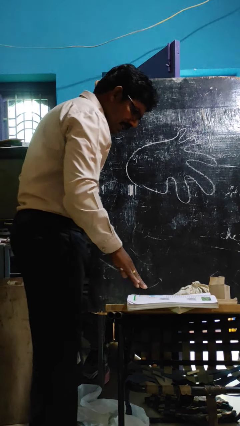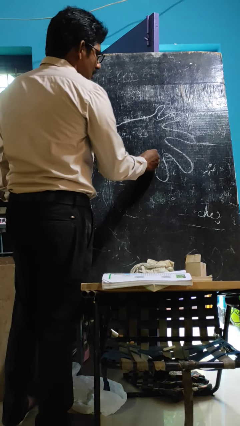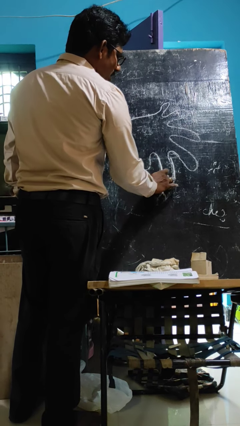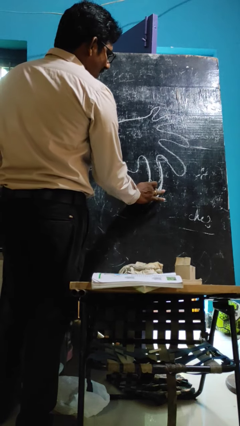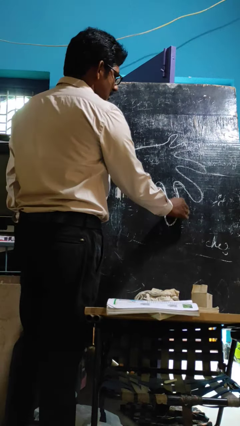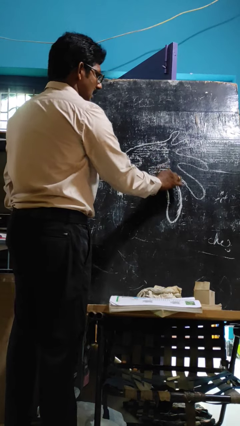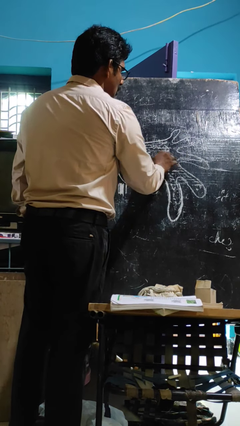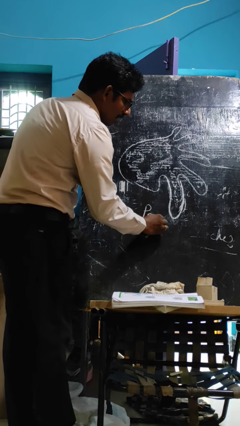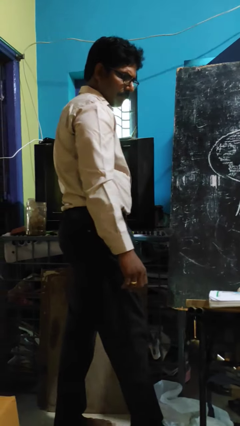Now, the example of amoeba: it takes in food using temporary fingers. Actually, listen. This is amoeba. Amoeba has finger-like projections or extensions, and due to the pressure of the jelly-like substance, the cytoplasm, it forms pseudopodia. These are called pseudopodia.